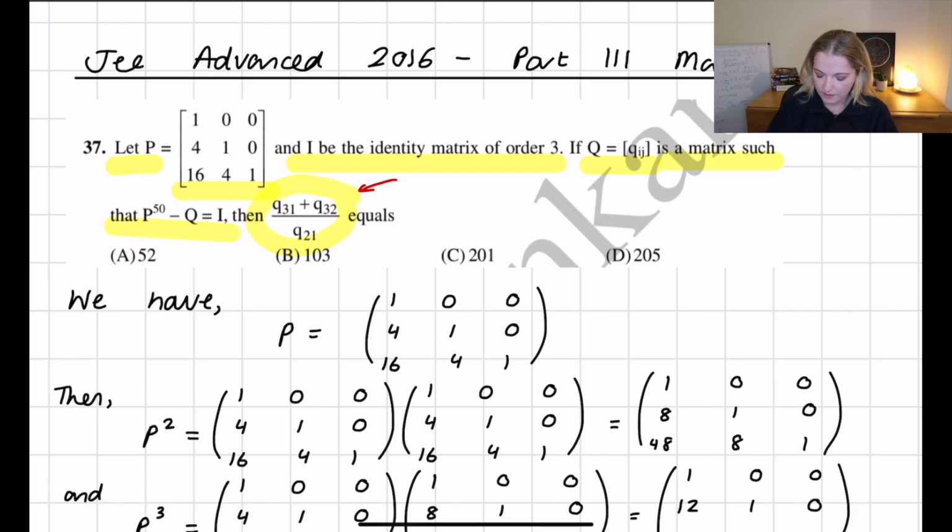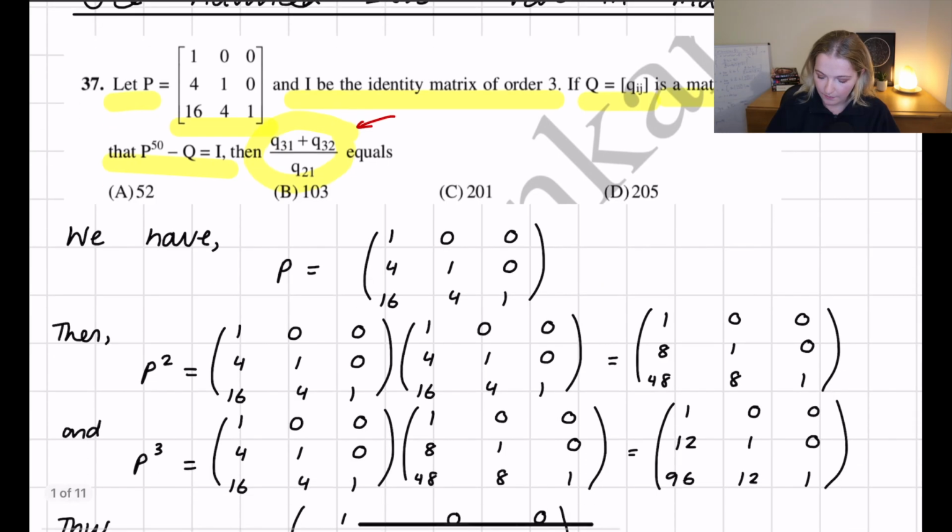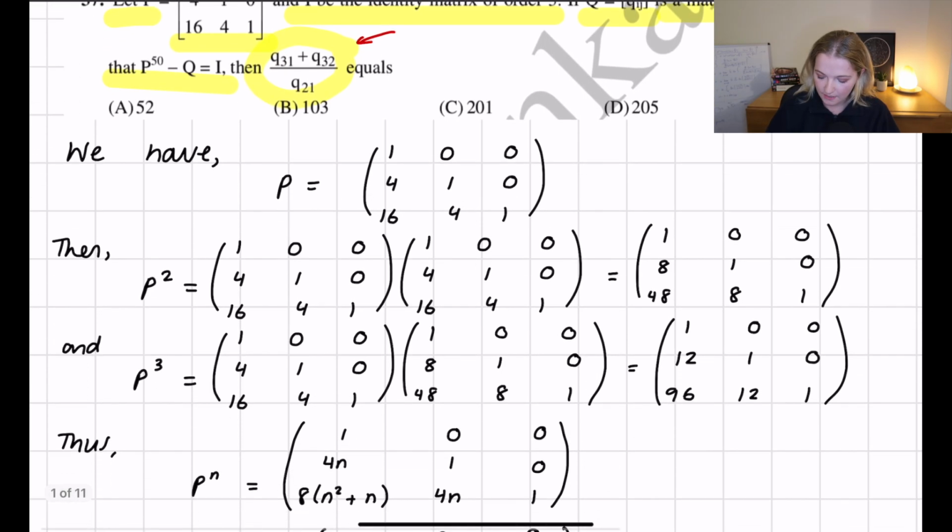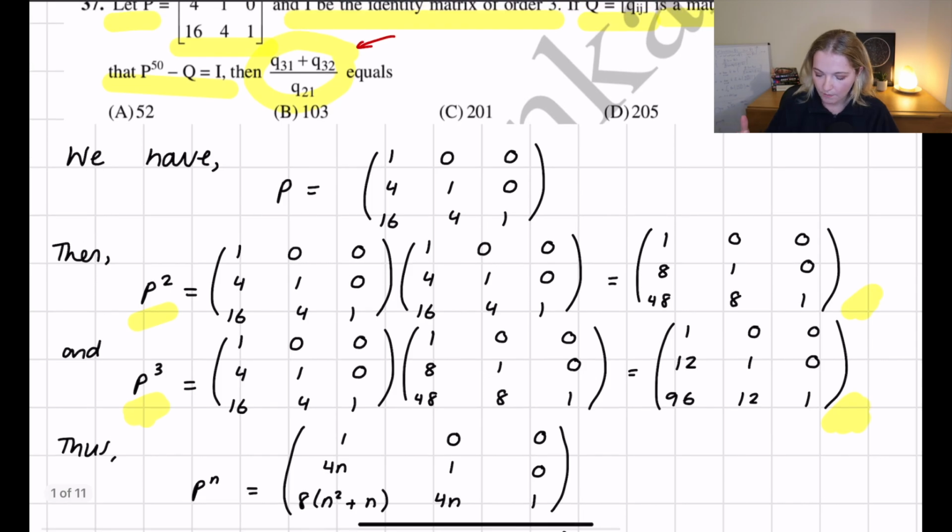Okay, so first things first, we write down what P equals. So this is what P is here, and we can just do some simple matrix calculations and calculate what P squared is, and then we find it's this value here. We can calculate what P cubed is, find it's this matrix here. And you can extend this to a higher order, so if you want to do P to the 4th, you can do that.